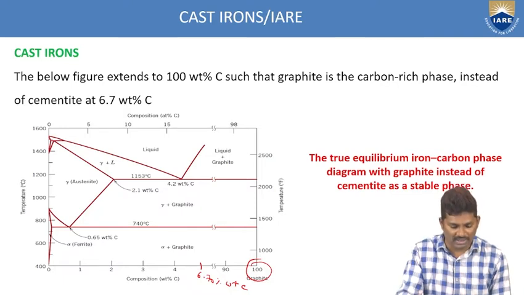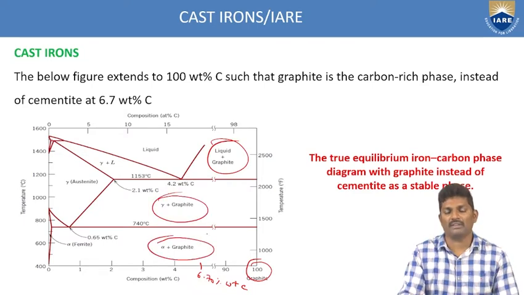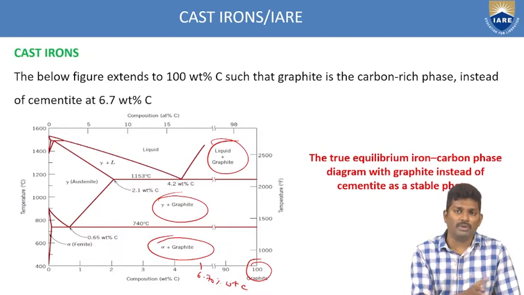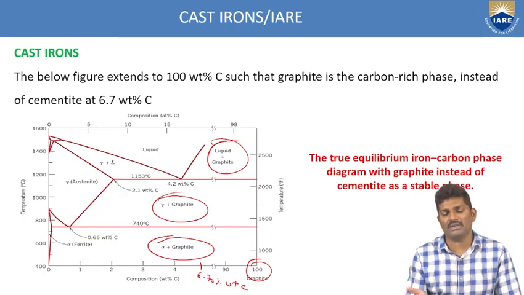You can identify the graphite here, and also at this point, liquid plus graphite, alpha plus graphite and gamma plus graphite. Below 6.70 weight percentage, we get only the cementite products. But beyond 6.70, till now we have not discussed this graphite.